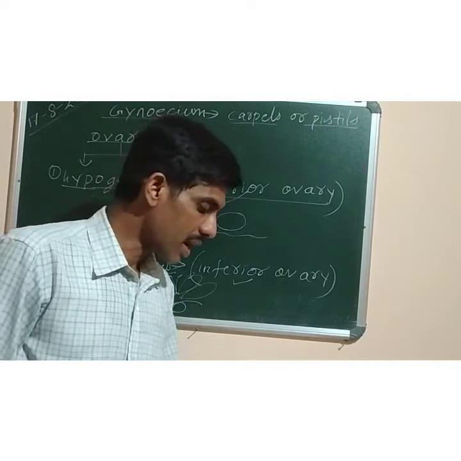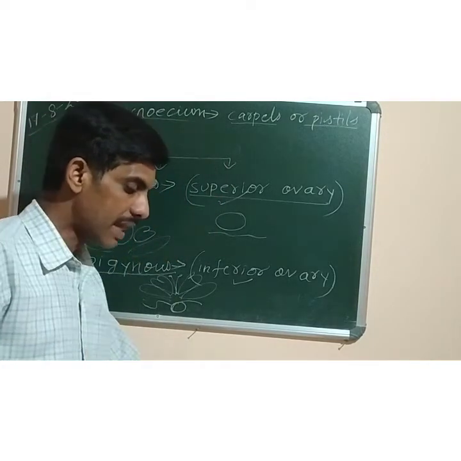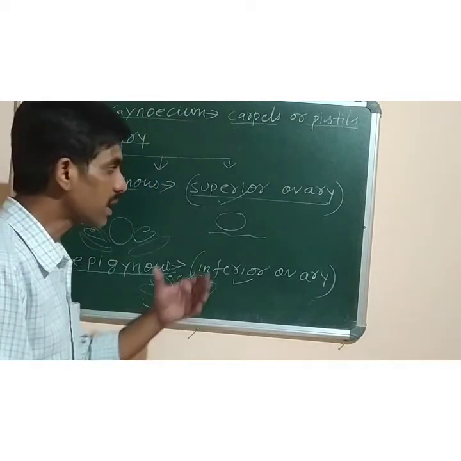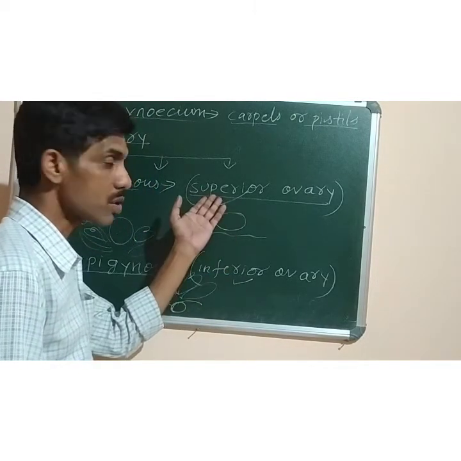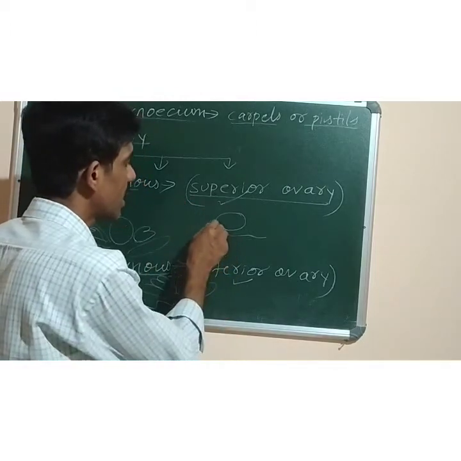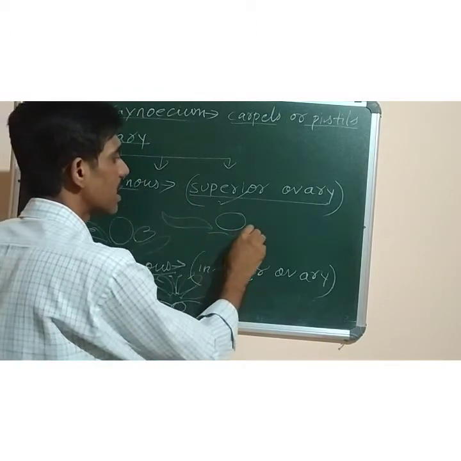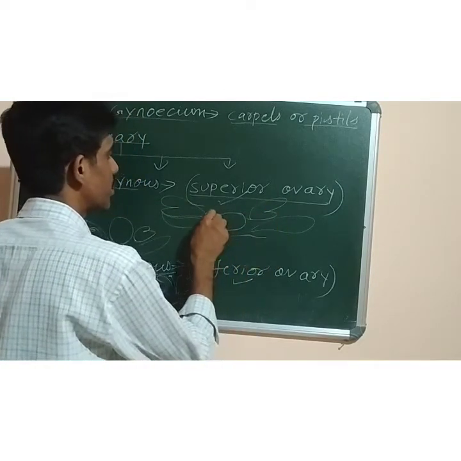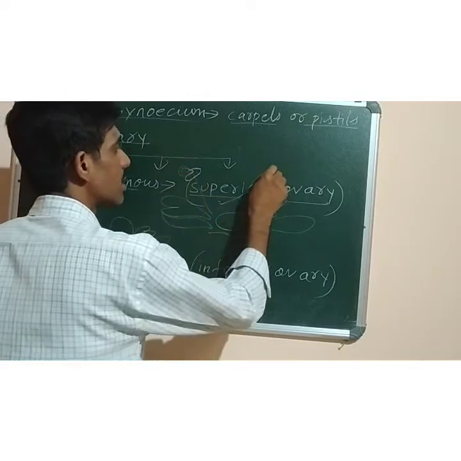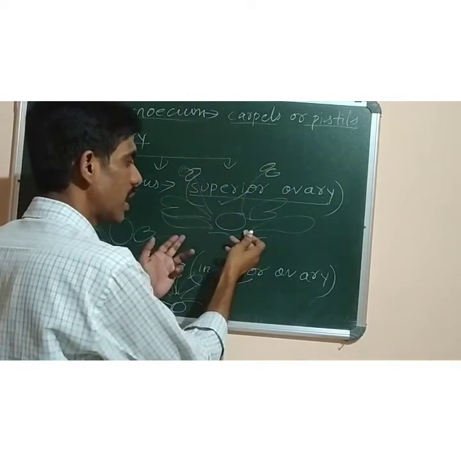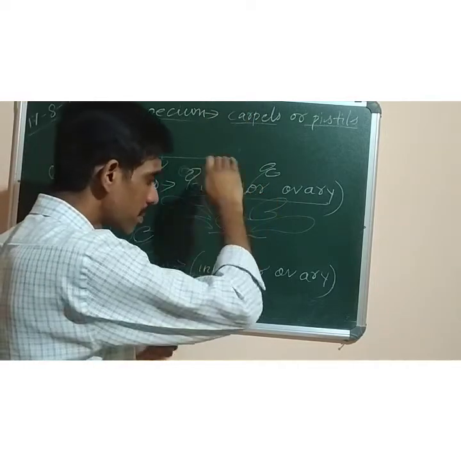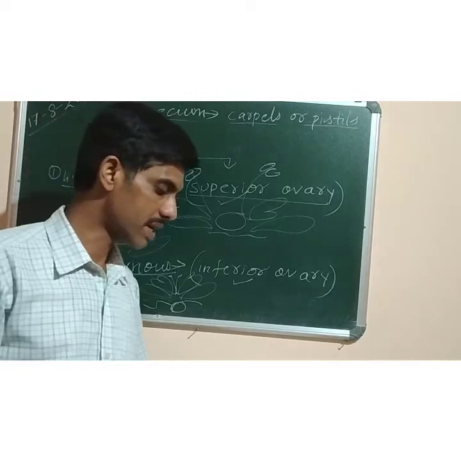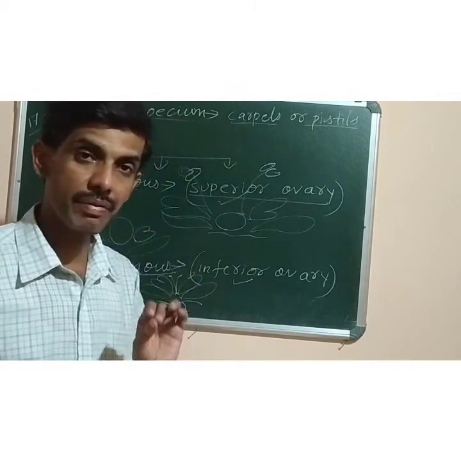The ovary is surrounded by a cup-shaped receptacle and the other 3 whorls sprout from the rim of the receptacle. It means neither inferior nor superior. The ovary is located here and from this rim all the 3 parts are present. Like calyx is present, corolla is there, endometrium is there. So all are present from this rim only. So the ovary is neither located above, nor located down. It is almost at the same level. So that's why it is called half inferior ovary.